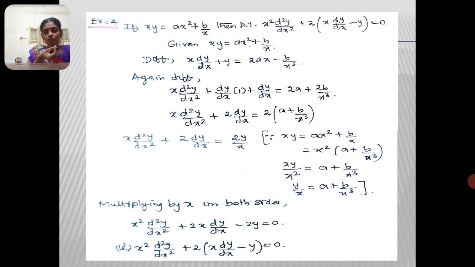Multiplying by x on both sides, we get x² d²y/dx² plus 2x dy/dx minus 2y equal to 0. So we take 2 outside, we arrive at the given answer.